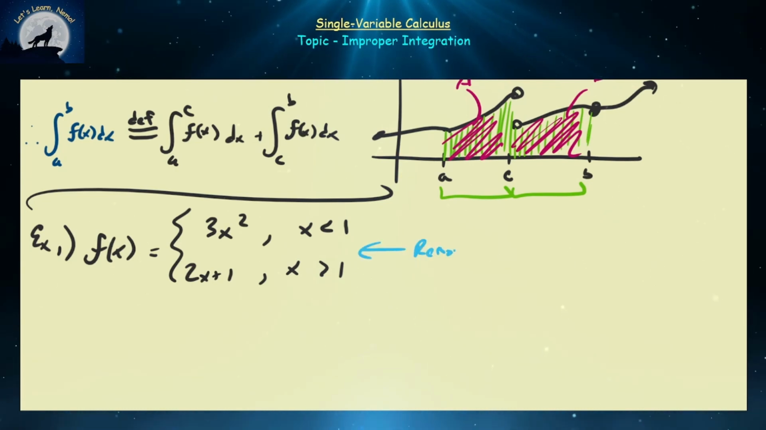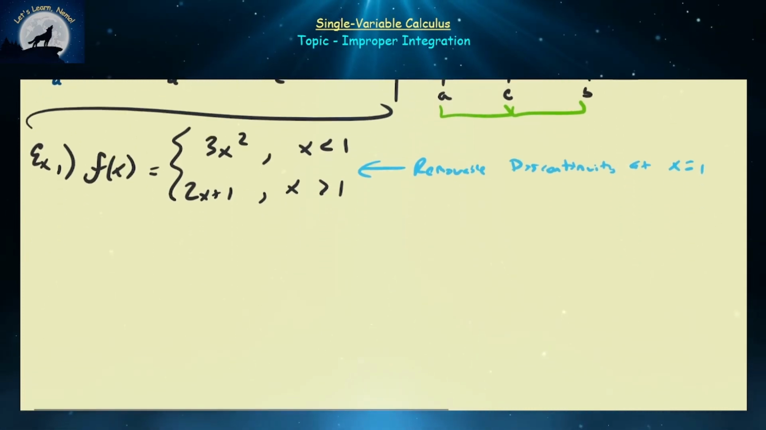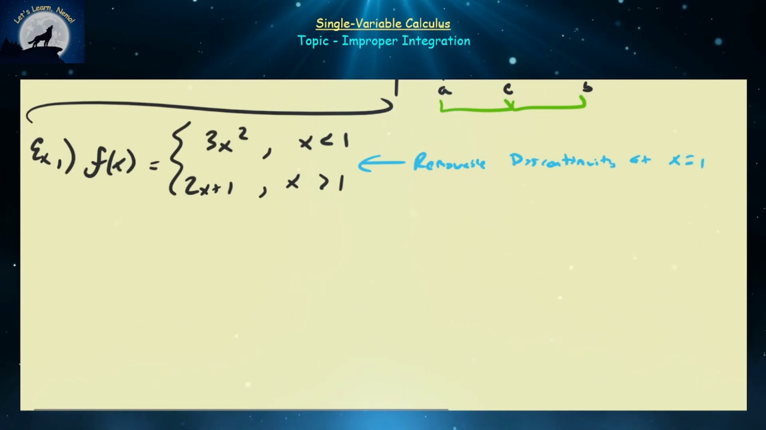So we have a removable discontinuity at x equals 1. If we plan to integrate from something less than 1 to something bigger than 1, then we have to use this decomposition that we just derived.